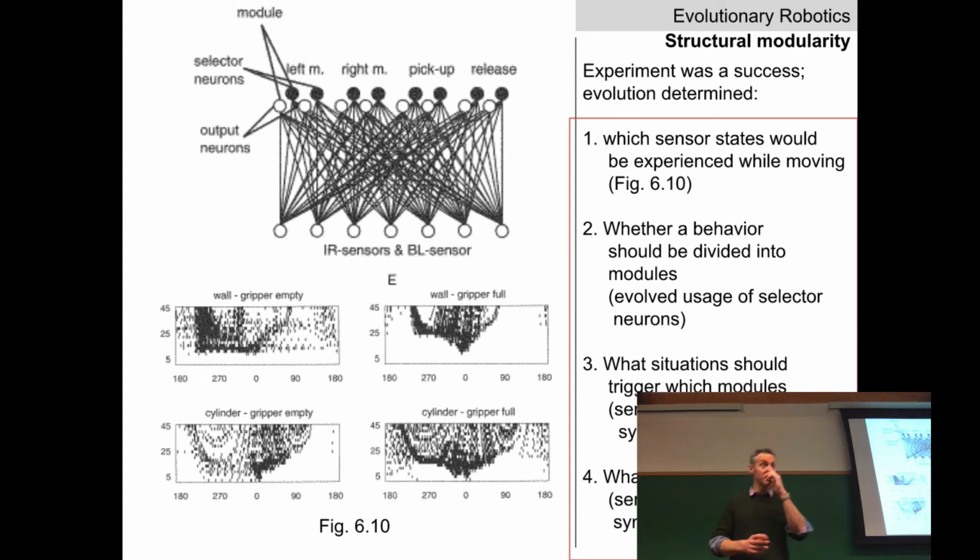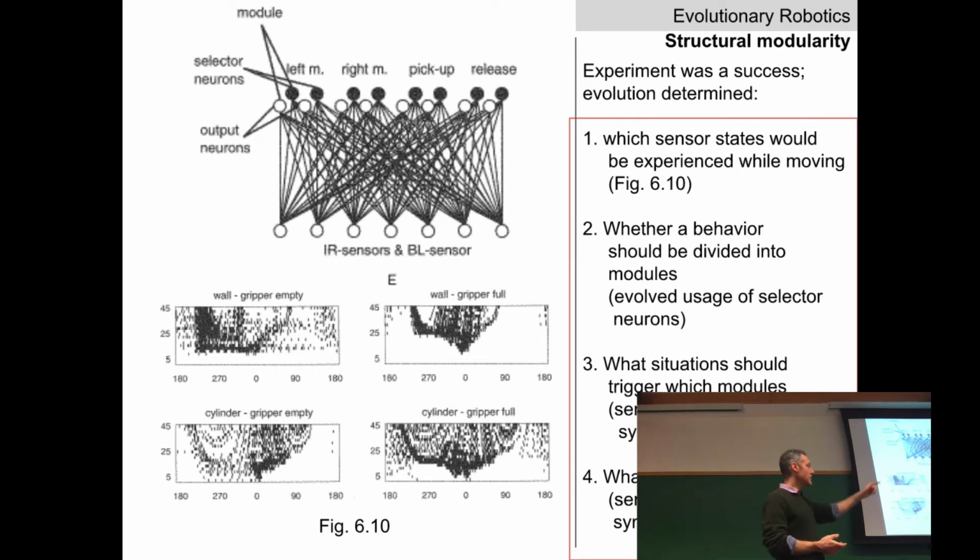Okay, so to conclude our discussion here of modularity, and we're focusing, just as a reminder, on structural modularity, connectivity within the neural network. We saw that evolution made a lot of decisions, and some interesting decisions. First of all, as always, evolution, by tuning the synaptic weights, determines what experiences the robot has over its lifetime. That's normal. That usually happens. What's new here is step number 2. By tuning the synaptic weights that go from the sensors to the selector neurons, evolution can decide whether a behavior is modularized or not.